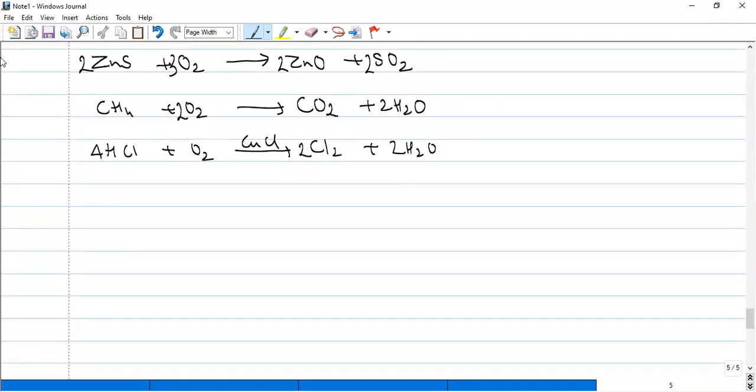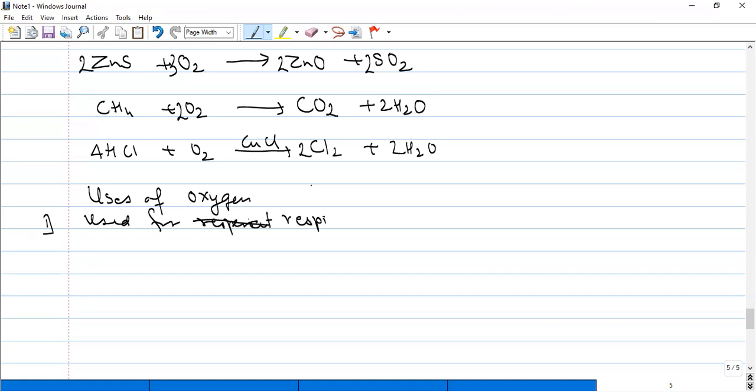Uses of oxygen. Use for respiration. To sustain life. Without oxygen, we cannot survive.